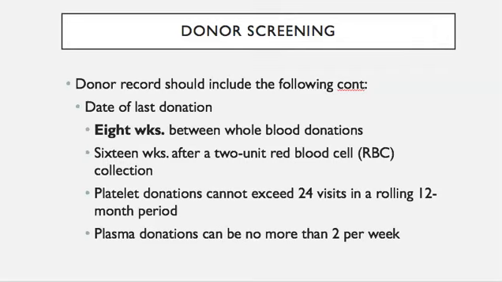Okay, and then the date of last donation. 8 weeks is what they require between whole blood donations, 16 weeks after a 2-unit red cell collection, and only certain people are eligible for a 2-unit red cell donation. It's dependent on height and weight. You have to wait at least 7 days between donations of plasma or platelet pheresis.